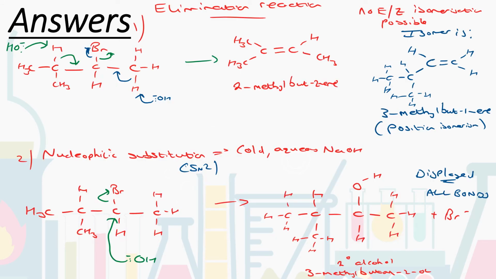So the first question then said that we had hot concentrated ethanolic potassium hydroxide reacting with this haloalkane to form two alkenes that are structural isomers of each other. The major product is 2-methylbut-2-ene. Name and outline the mechanism for that. So this is an elimination reaction.